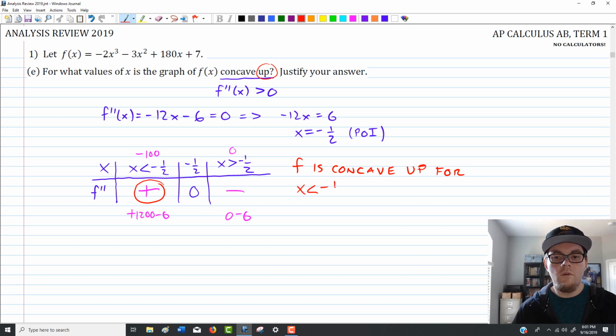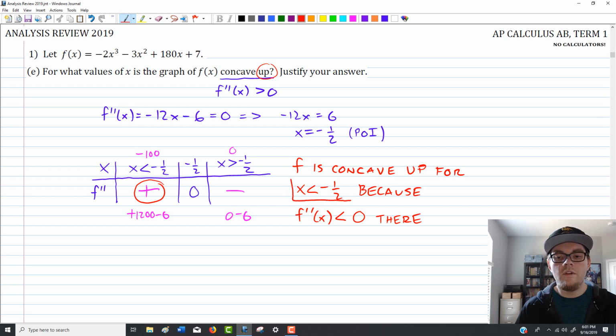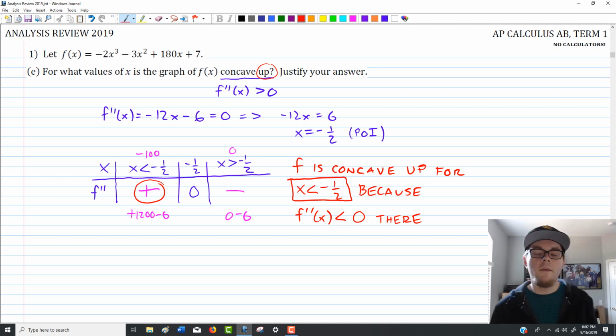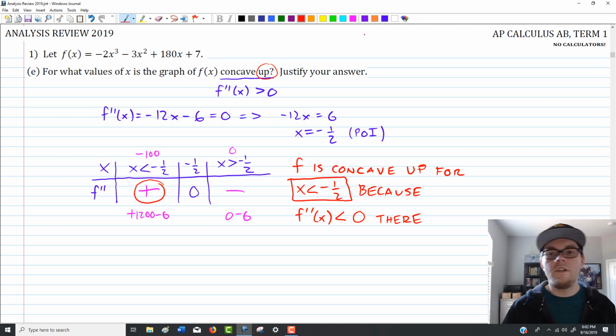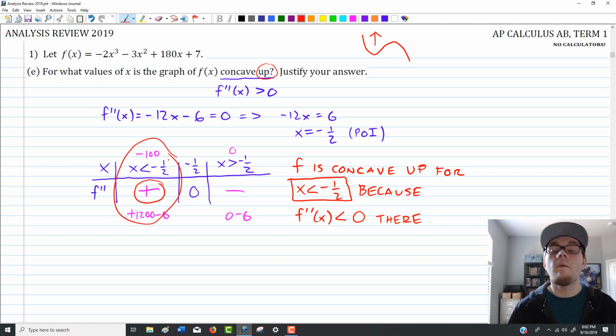for x values less than negative 1/2. And then our reason or our justification would be because of that sign. It'd be because f double prime of x is less than 0 there. And again, I might box the interval itself that solves our question, but there's our work. So we're talking concavity, we're talking about the second derivative, and then once more time, looking up at our original sketch, concave up would be on the left side, which is exactly what we found. So it looks like we're doing pretty well here so far.